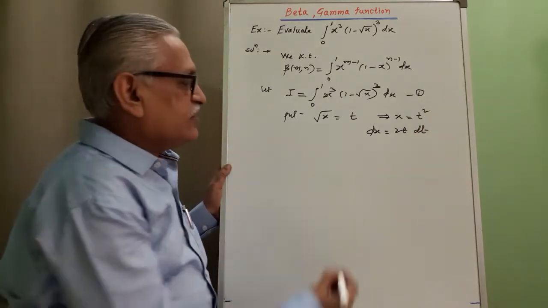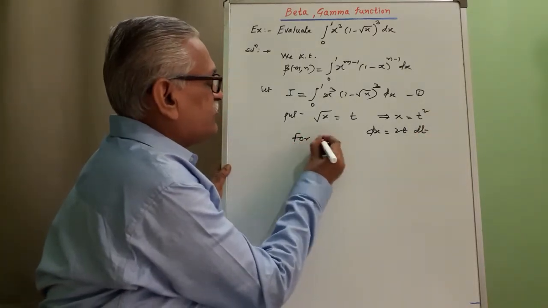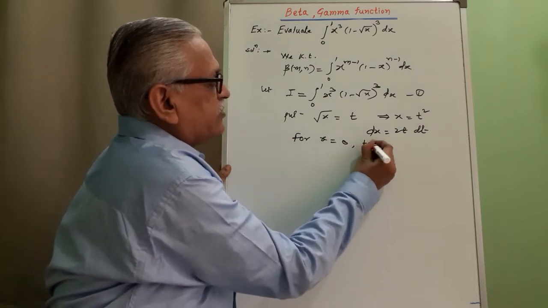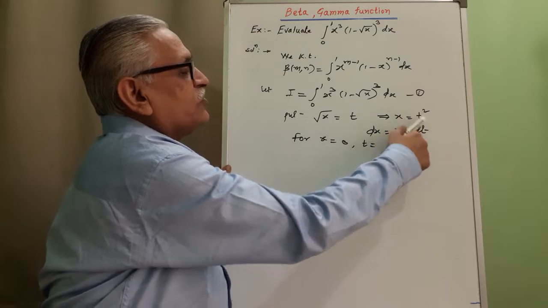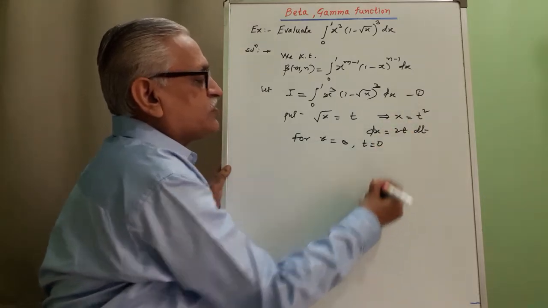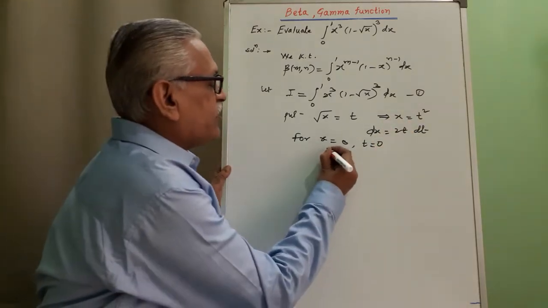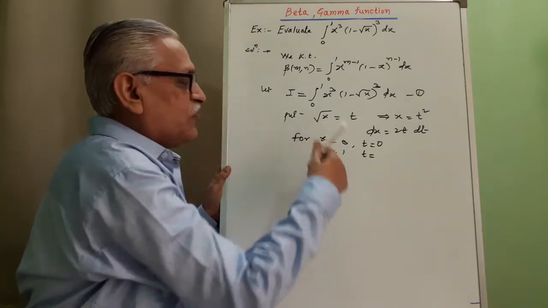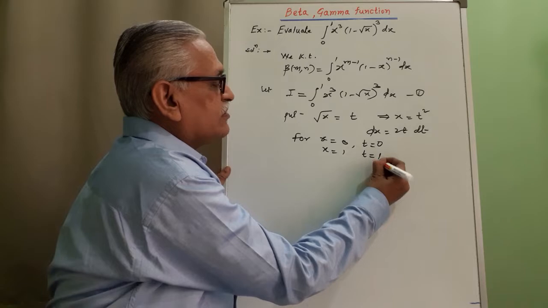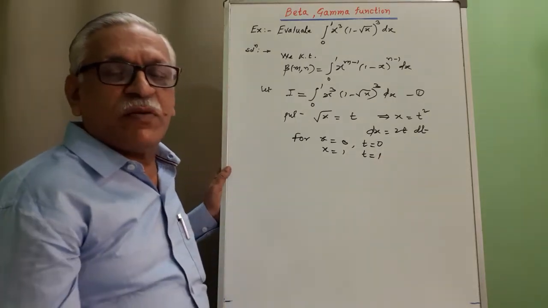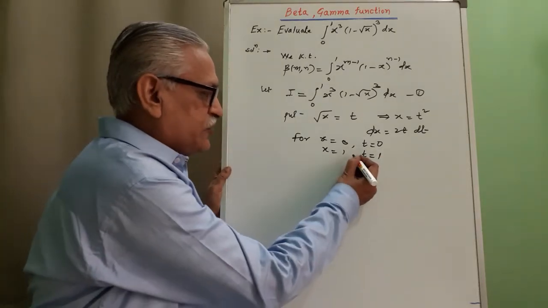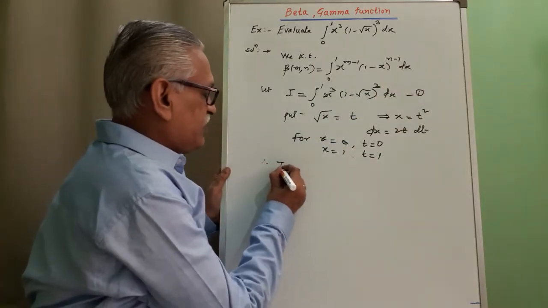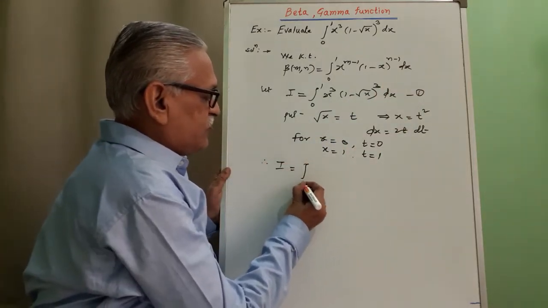And the new limits: for x equal to 0, we get t squared equal to 0, which means t equals 0. For x equal to 1, we get t equal to root of 1, which is 1. Therefore, the limits remain the same. Substituting this in equation 1, the integral is from 0 to 1, no change.